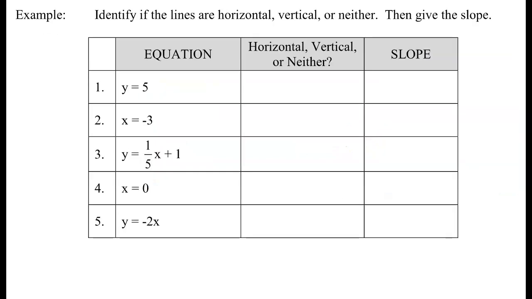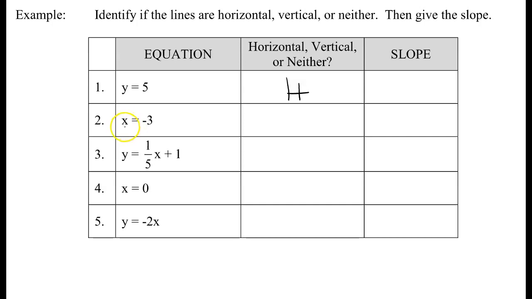So let's look and see. Would it be a horizontal line? Would it be a vertical line? Or is it neither horizontal nor vertical? For the first one, number 1, we have y equals 5. That means I would go through the y-axis only at 5. That is going to be a horizontal line, so I'll put H for horizontal.